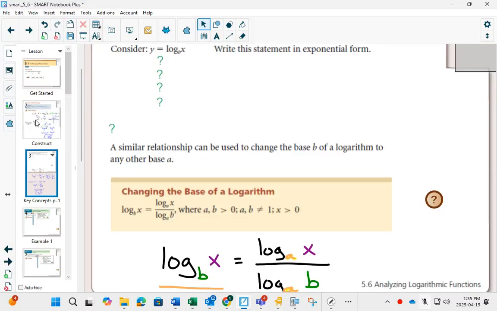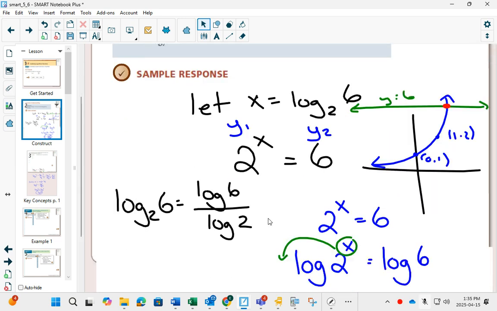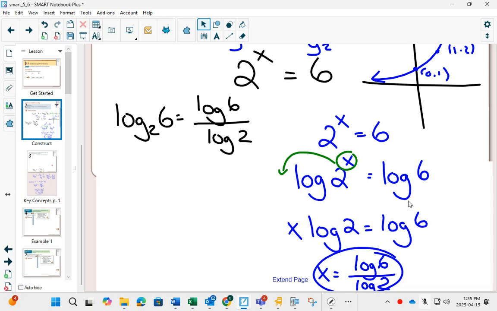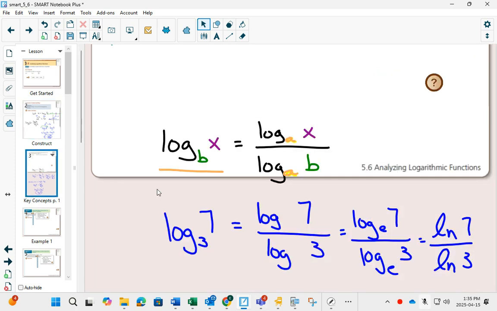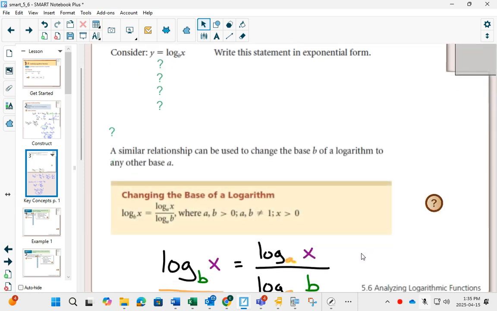So what we did in the introduction here is said, if I have log 2 of 6, and I don't have that log base 2 button on my calculator, how could I solve it? Well, I could let x equal it, change it to exponential form, which I have here in the blue, and then if you take the log of both sides, that lets you bring that exponent out in front, and then you could solve. And this is something called the change of base theorem.